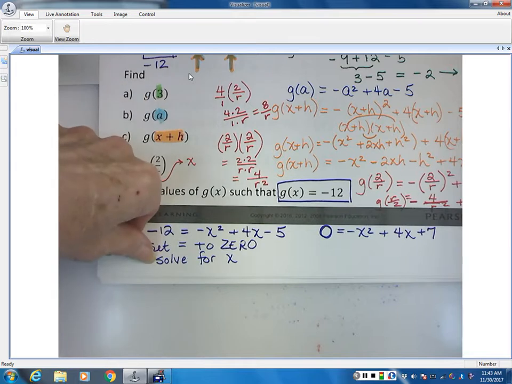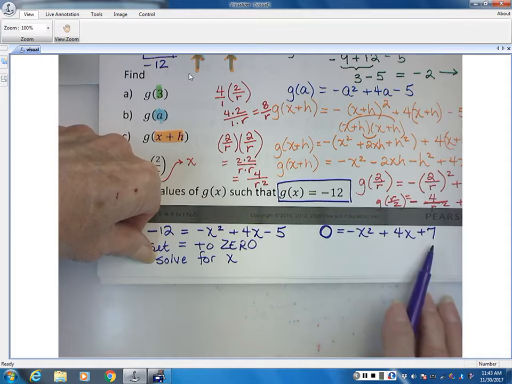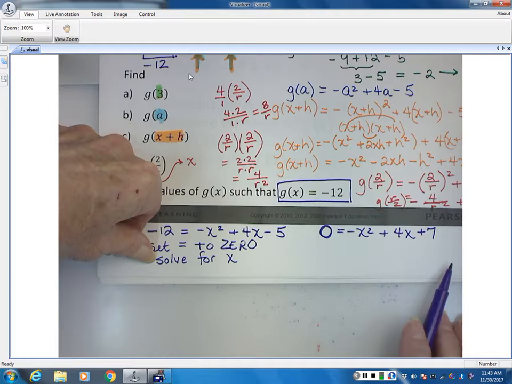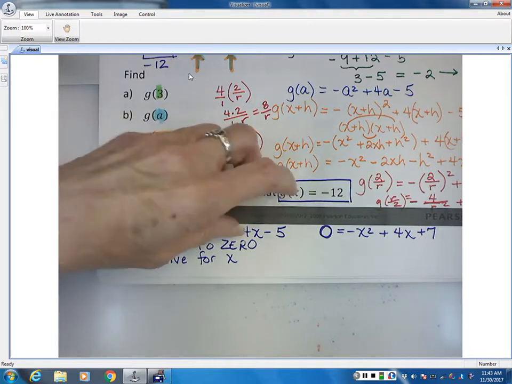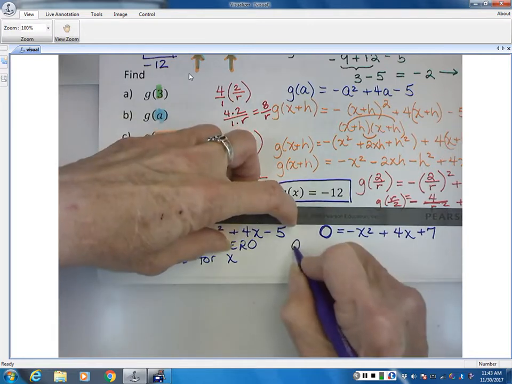One of the ways you would have learned how to solve that quadratic equation for x would have been factoring. But that won't work because this does not factor. No matter how you turn it around, it does not factor, period. So what we'll have to use instead is the quadratic formula.